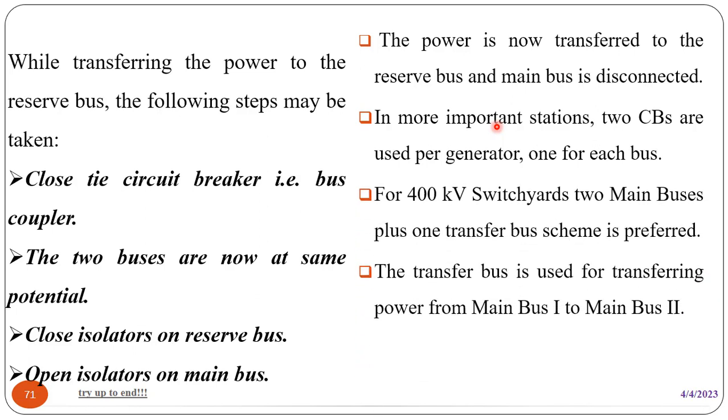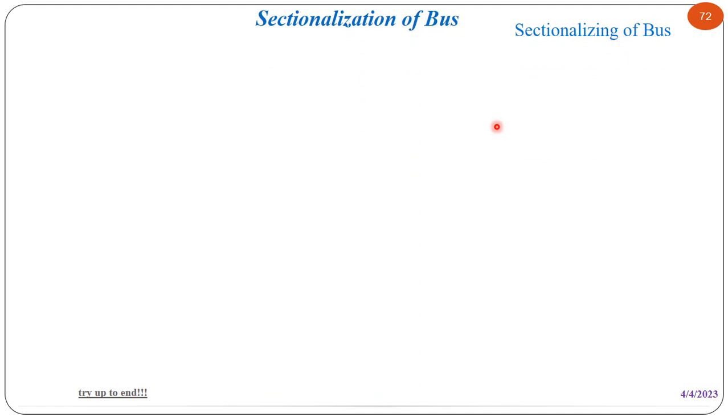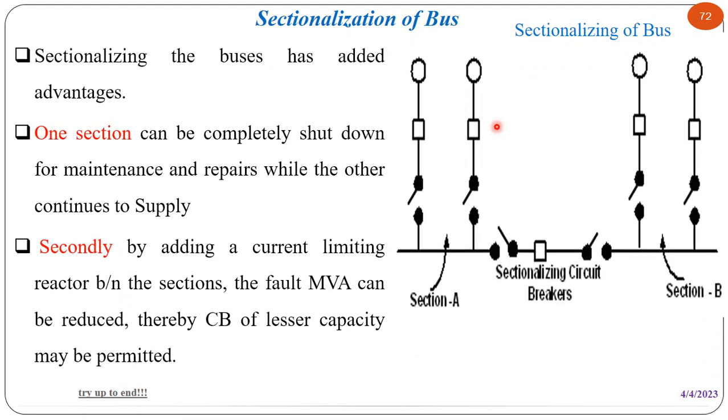kV switching gear, two main bus plus one transfer bus scheme is preferred. The transfer bus is used for transferring. The line of sectionalizing bus. This is the power supply continuity.